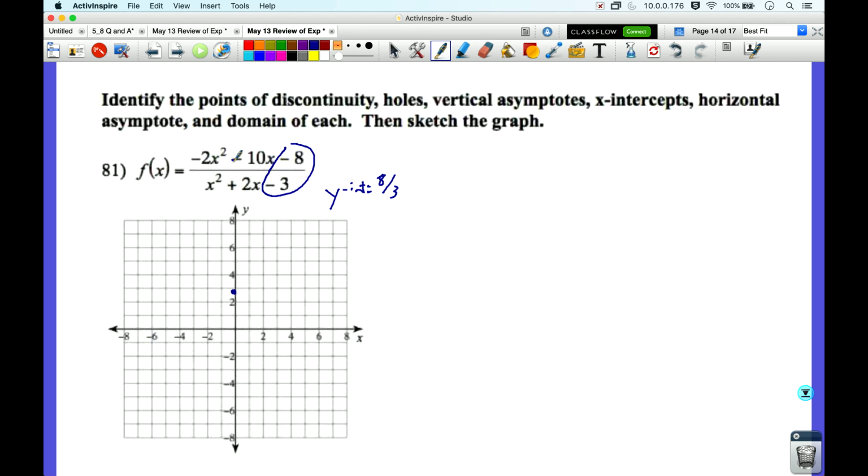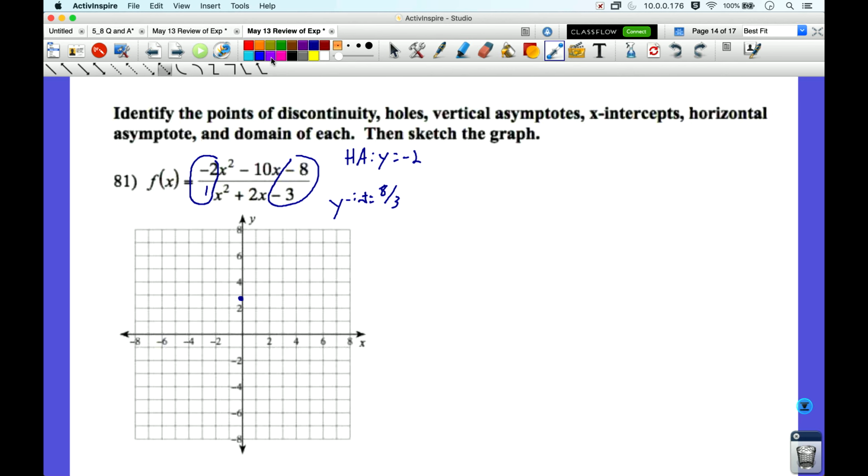Another thing we can figure out is the end behavior asymptote. We have to look at the degree of the top and the bottom. The degrees match. So the horizontal asymptote will be at the ratio of the leading coefficients. So negative 2 over 1, which just becomes a negative 2. So our horizontal asymptote is the line y equals negative 2. We can go ahead and add that in.